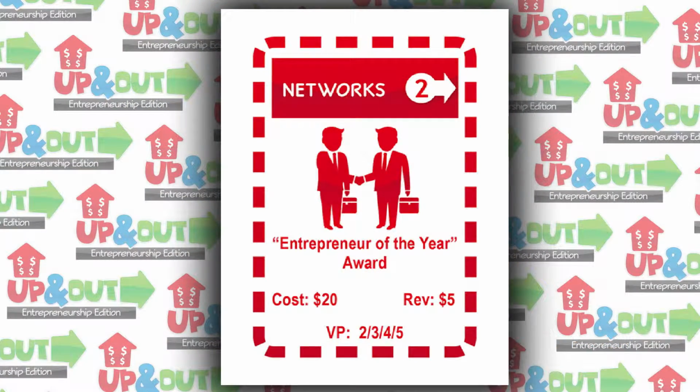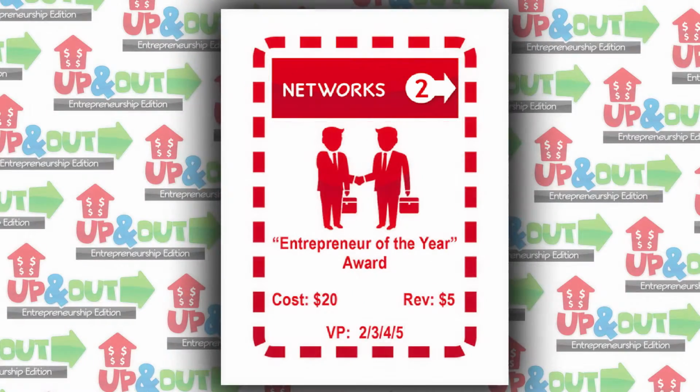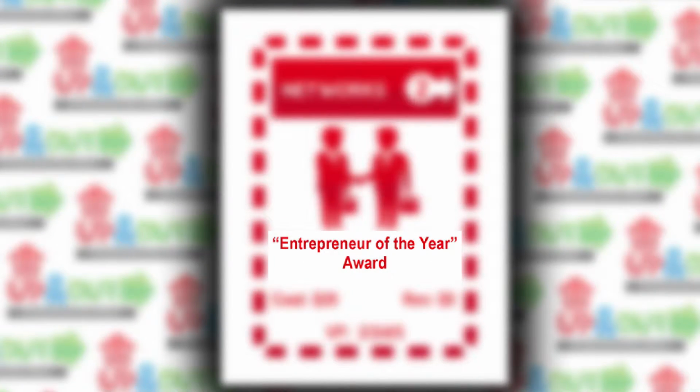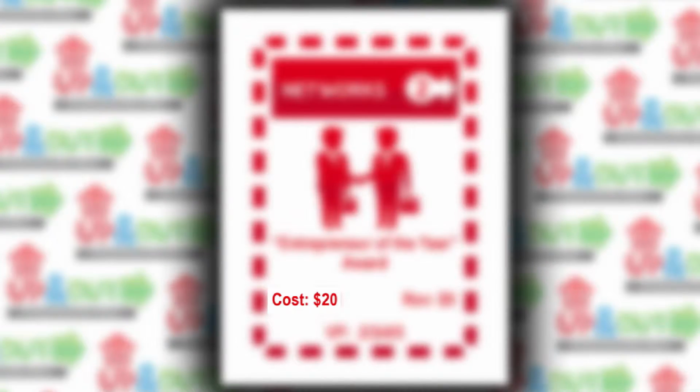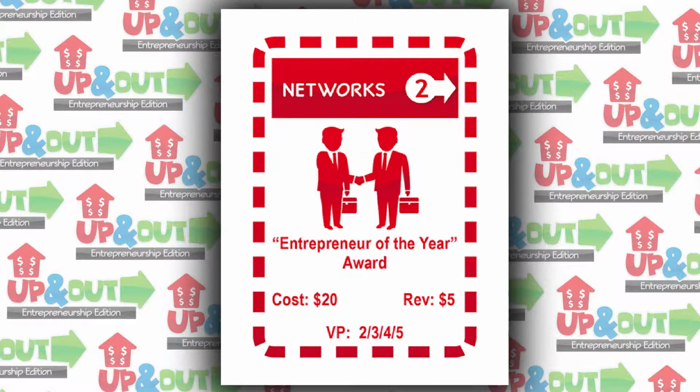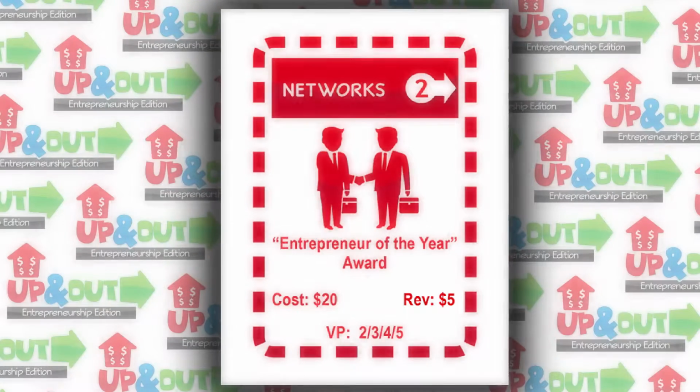The third and final component of the game are the improvement cards. Looking at the top of the improvement card, we can see that this one is called Networks to Across. And the name of the card is Entrepreneur of the Year Award. Besides having the requirement that you have 2 network tiles, you also must have $20 in cash. After you play this card, you're going to get $5 in revenue for every turn for the rest of the game. On the very bottom of the card, we see the letters VP followed by a series of numbers.